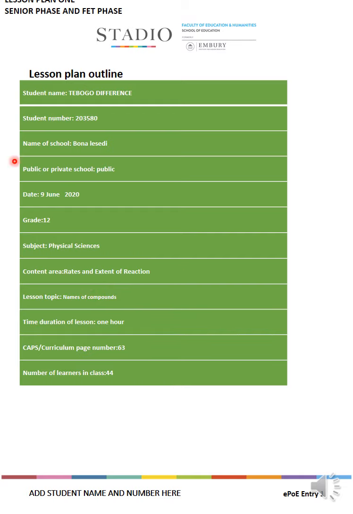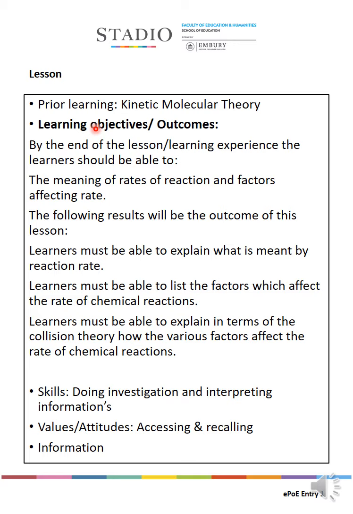We're going to do a physical science lesson. I expect you to have done kinetic molecular theory. After this lesson, I expect you to be able to explain the rates of reactions and the factors affecting the rates of reactions. You must be able to explain what we mean by reaction rate, and also explain factors which affect the rate of chemical reactions. And learners must be able to explain or define the collision theory.